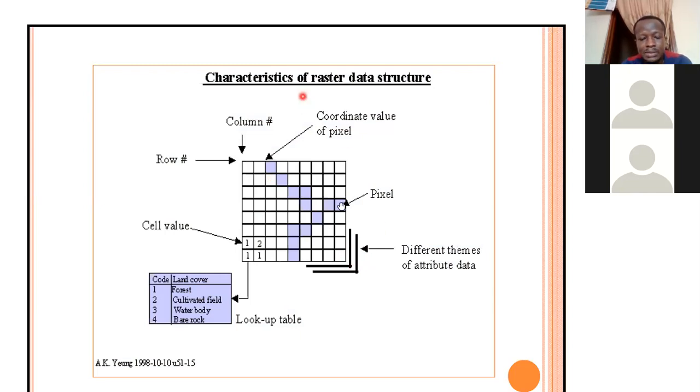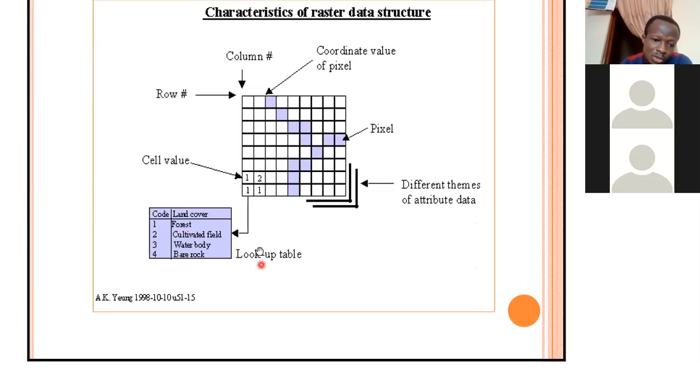When I was teaching that topic, I also drew several rectangles to show that we can separate data into different layers. So you can have one layer for, say, temperature, the next layer for soil acidity, the next layer for slope. We can actually store slope values. So here, this is the lookup table. The lookup table is telling us what we are looking at. So 1, we have a forest. 2, we have cultivated field.